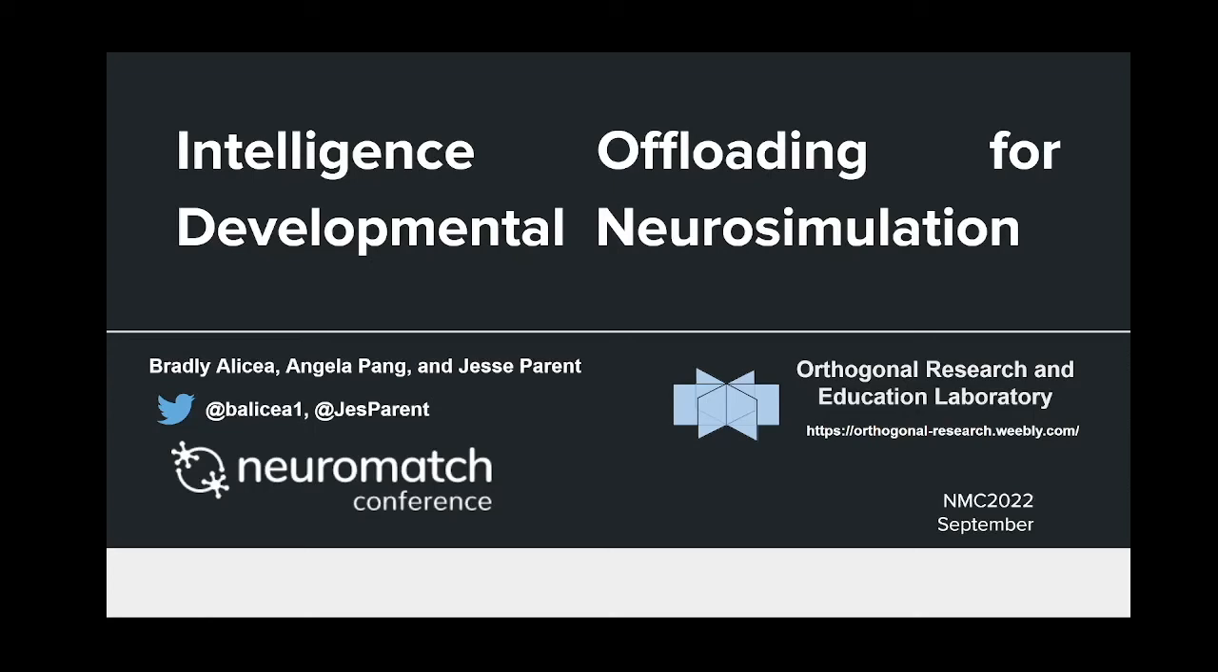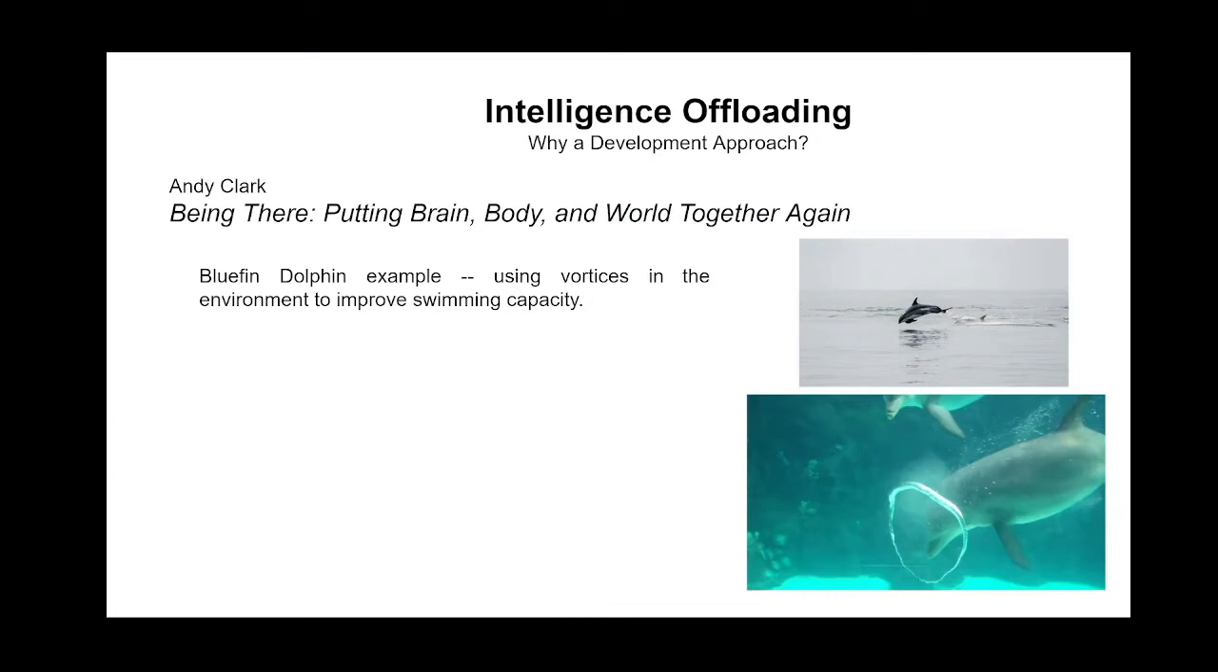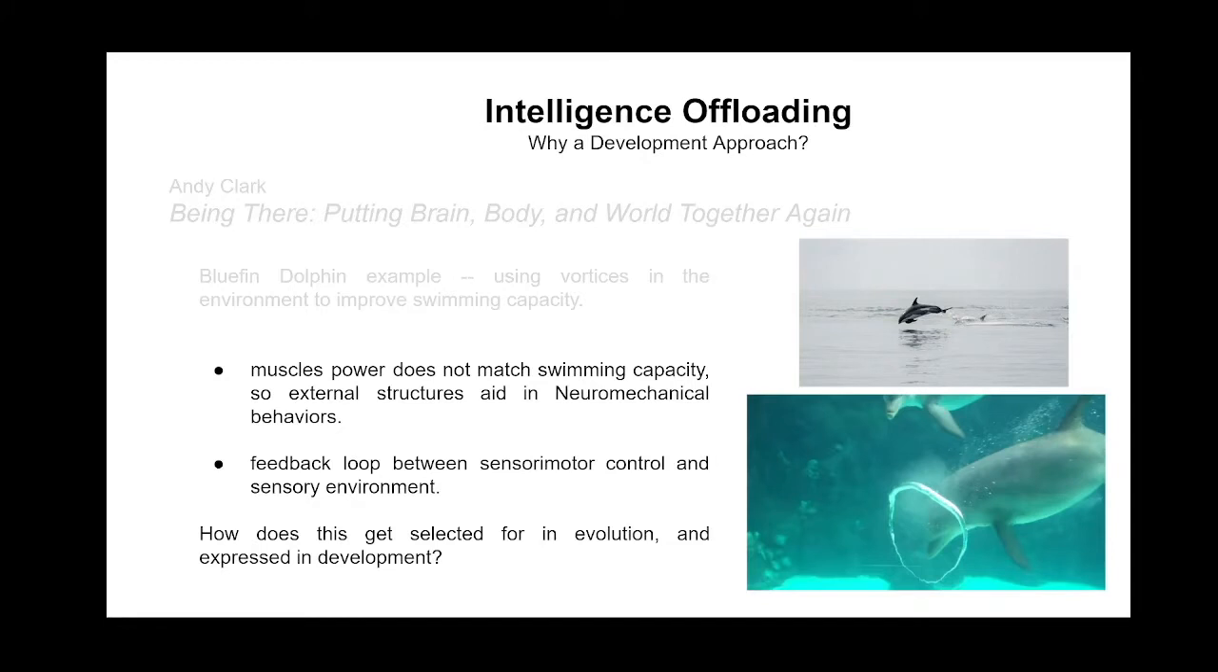This talk is titled Intelligence Offloading for Developmental Neurosimulation. So we start by talking about intelligence offloading, and we turn to the work of Andy Clark and his example of the bluefin dolphin, where bluefin dolphins use vortices in the environment to improve their swimming capacity. Specifically, it augments the feedback loop between sensory motor control and its environment.